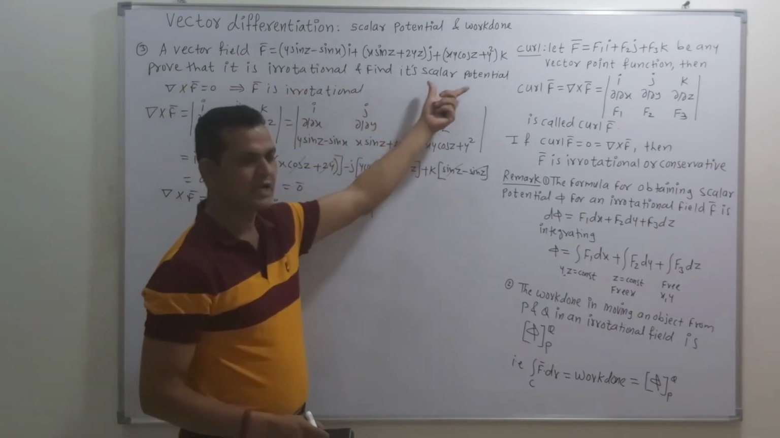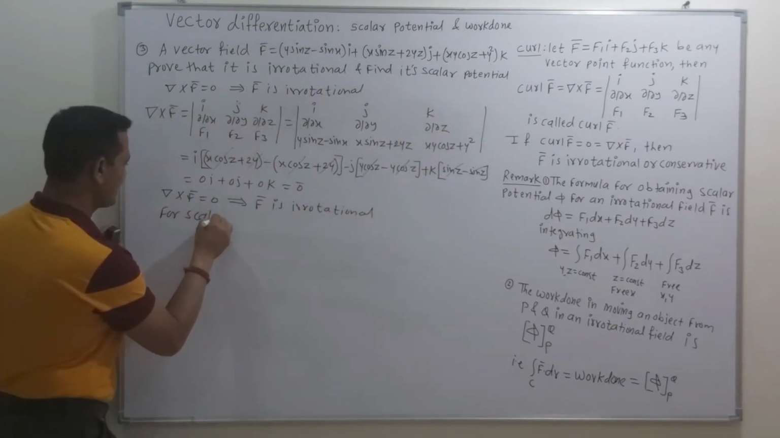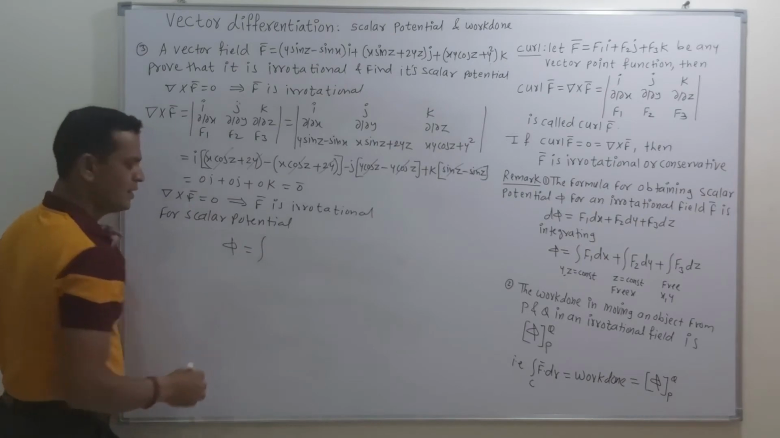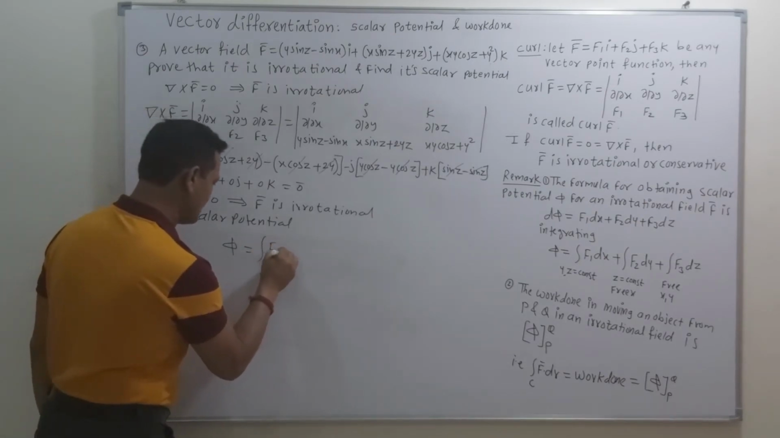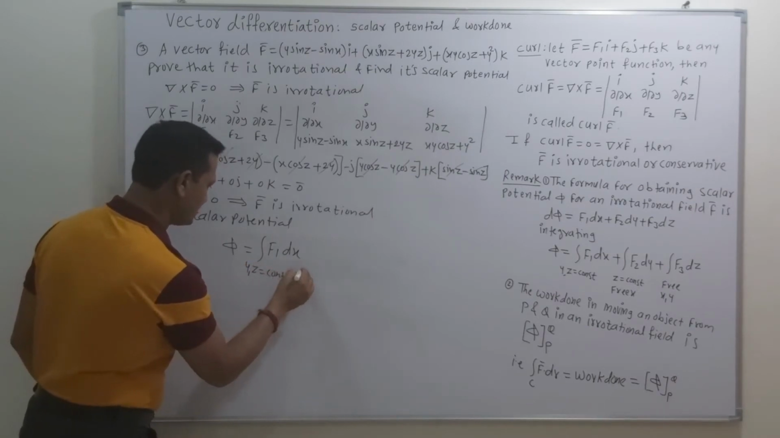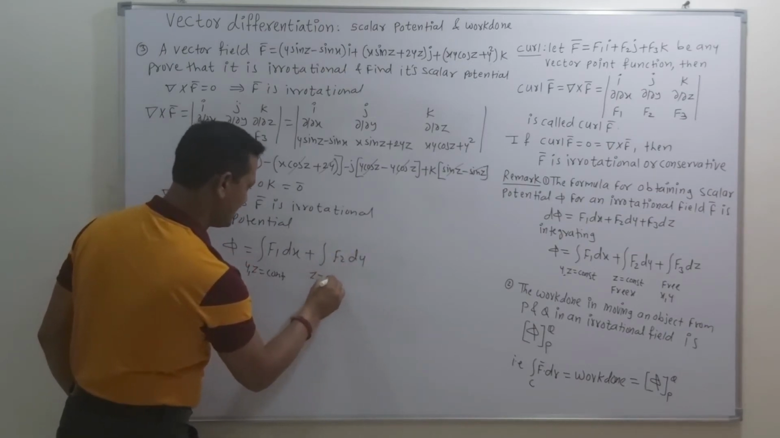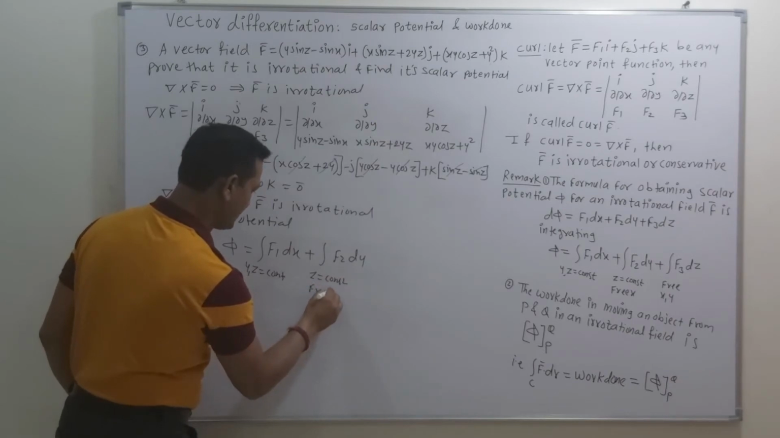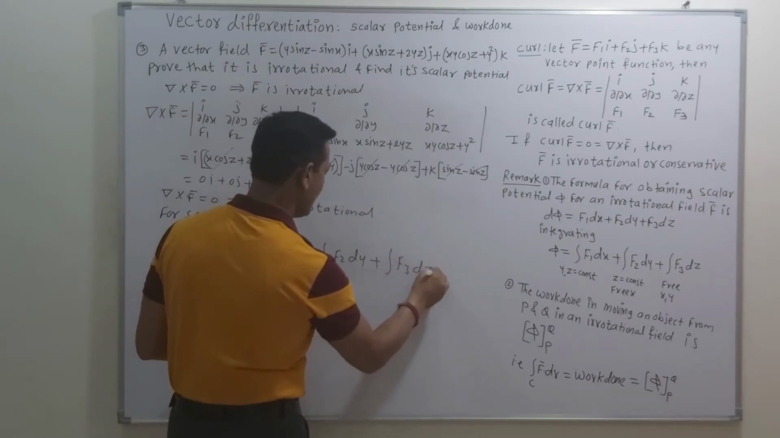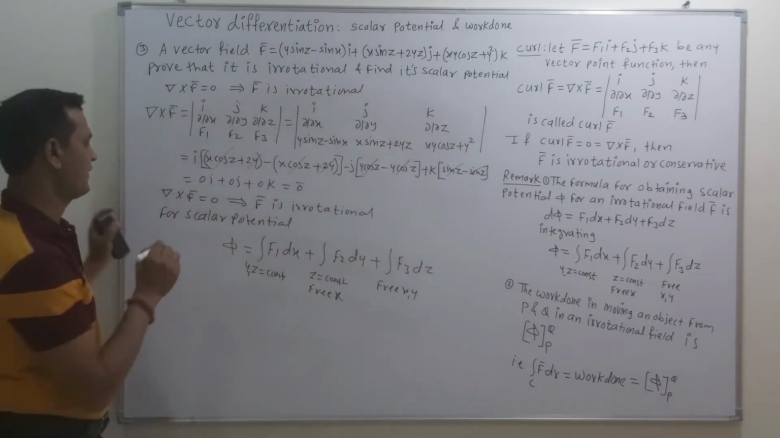Now friends, the second question is to find the value of the scalar potential. So for the scalar potential, the formula is phi equal to the integral of f1 dx. So in the first integration, y and z are constant, plus the second integration f2 dy. So here the term z is constant and the term is free from x, plus the next integration of f3 dz. So here the terms are free from x and y. So this is the formula for finding the scalar potential.